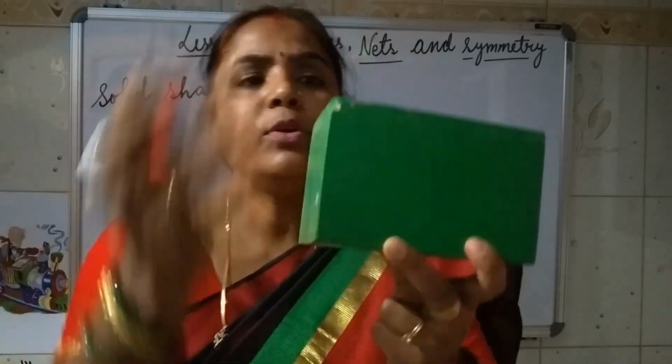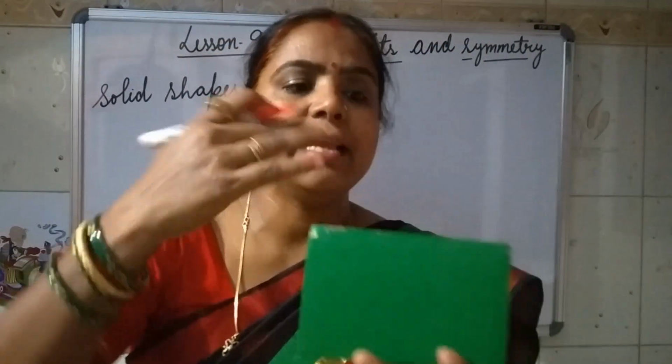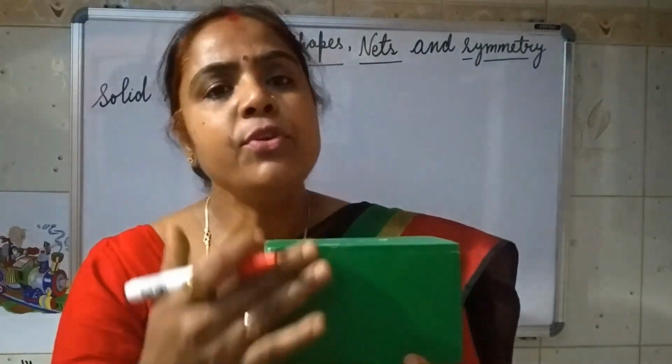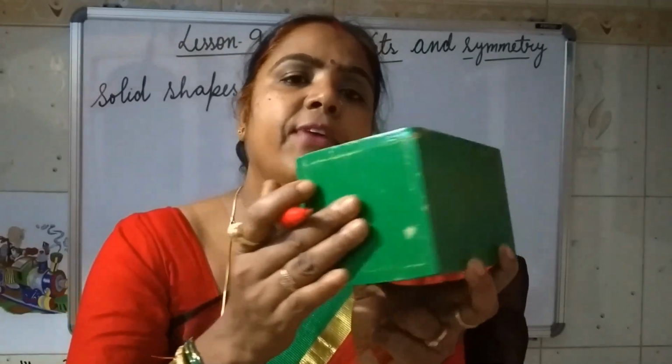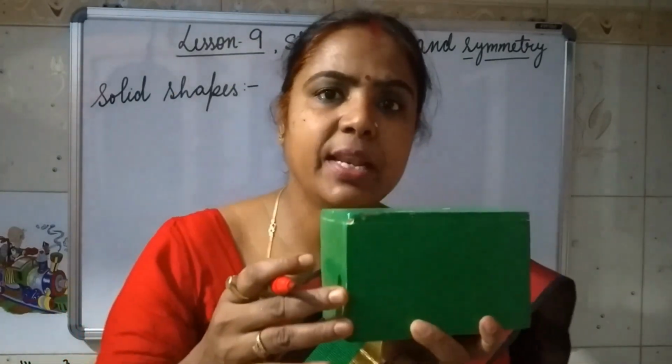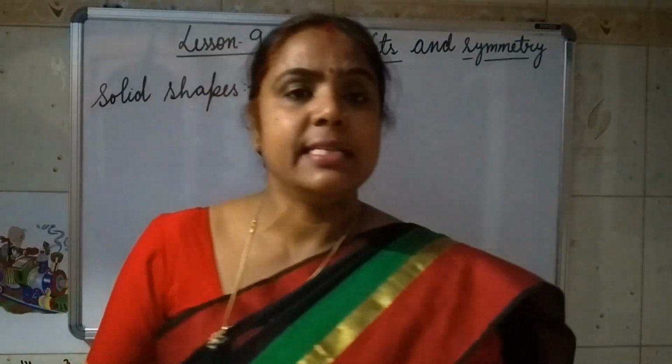Clear? So opposite faces are the same. In the top view, you are going to see a rectangle. In the front view, you are going to see a rectangle, but if you see the side view, you will find a square. Clear to you? Now, we are switching to the next, that is the cylinder.